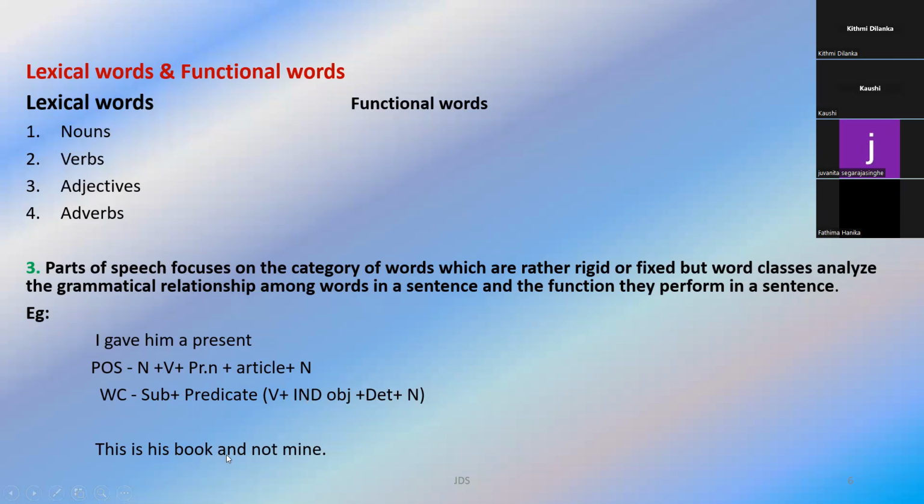This is his book and not mine. Tell me the parts of speech. Traditionally speaking, how can you classify this sentence from the point of view of the traditional classification, parts of speech? What is this? The first word, what is it? This, that, these, those.